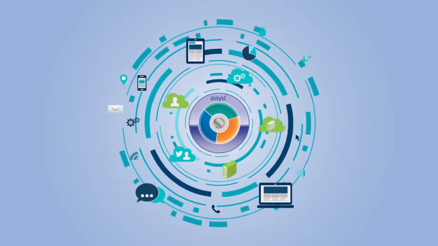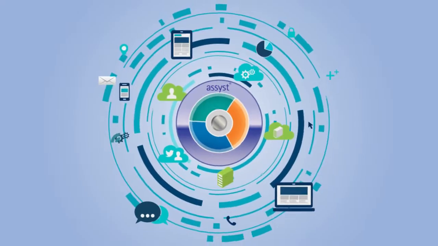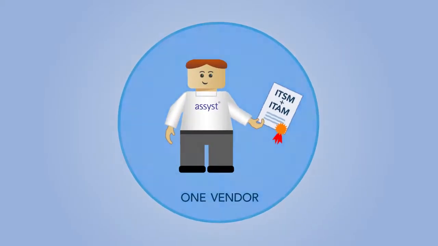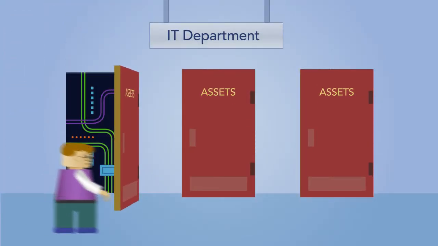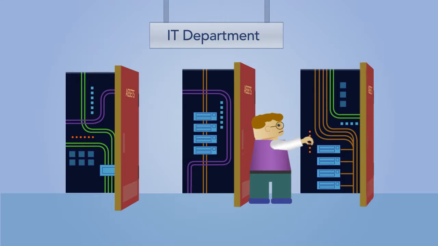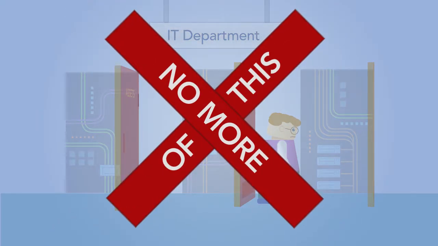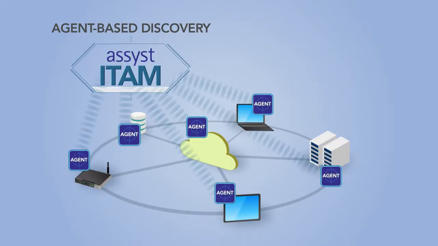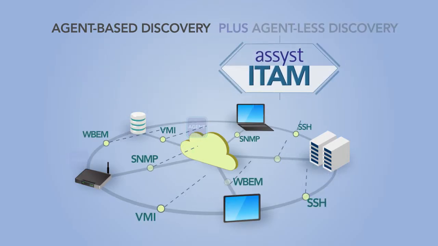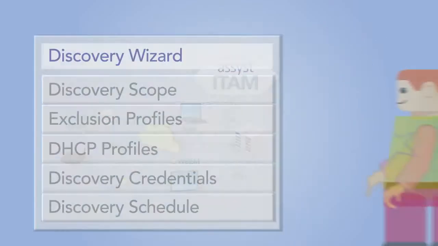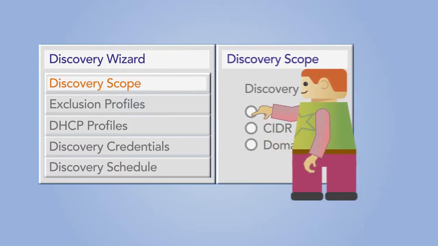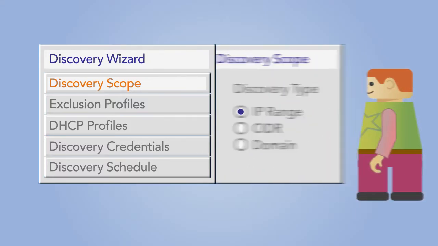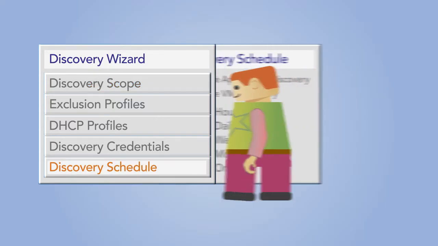With assyst IT service management end-to-end, the first change you'll notice is you're only dealing with one vendor and one tool for all of your data. Next, you'll notice that running around looking for assets is no longer necessary. A combination of agent-based and agent-less discovery is easily configured to capture the detailed data you need, hardware and software, with automatic inventory updates on your schedule.